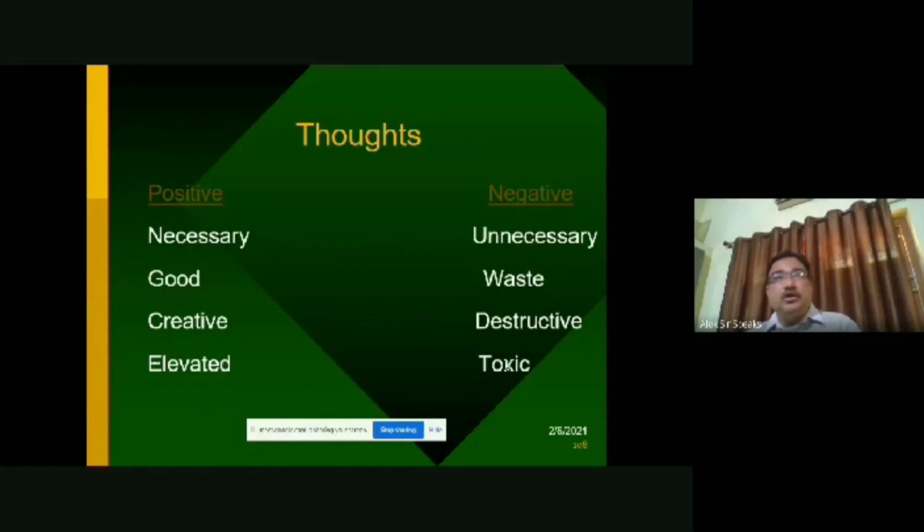Whether it's a destructive thought, you are thinking of, say, destroying a relationship, destroying a creation, or creating some kind of damage, or you are thinking of creating a catastrophe. You are thinking of murdering someone, you are thinking of killing somebody. Then these are toxic thoughts. Now the unnecessary thoughts, waste thoughts, destructive thoughts, and toxic thoughts are categorized as negative thoughts.